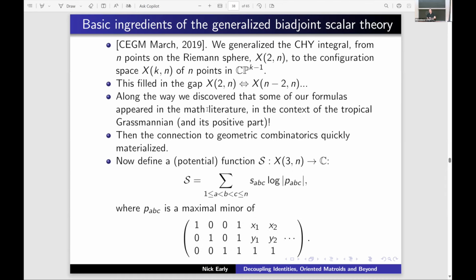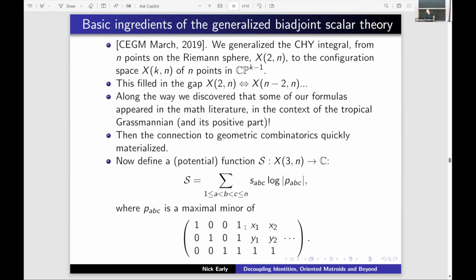Okay, so quickly we can define a scattering potential S again in the obvious, natural way. Take the logarithm of the 3×3 minors, multiply it by some new parameters, S_abc. These are not related to the usual Mandelstam invariants. Not a sum S_ab plus S_bc plus S_ac. So it's a completely new parameter. This is well defined on X(3,n) due to a set of n linear relations among the Mandelstam invariants which you impose.